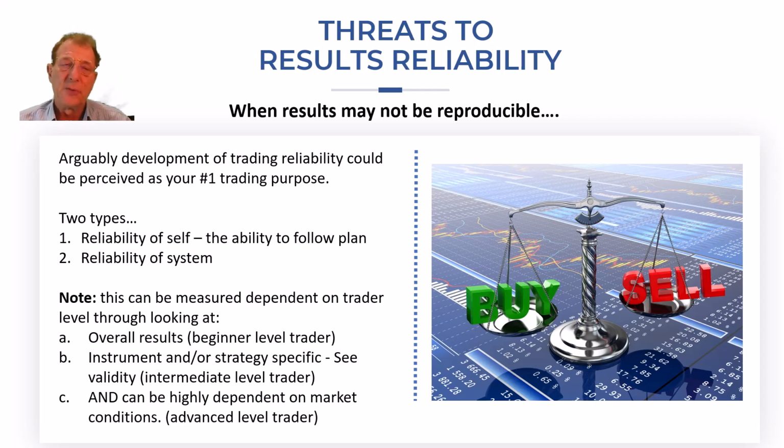And this is all to do with internally your ability to be disciplined. We've already referenced how important confidence is in that. But there are other things too that may influence this. Recency bias is another one that we've already referenced. So this reliability of self, this ability to be consistent in how you follow your plan is critical. And secondly, of course, there's reliability of system.